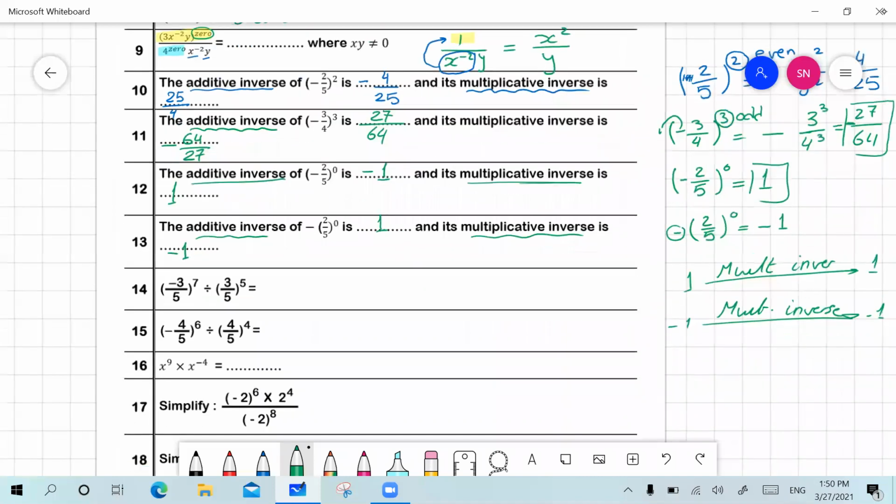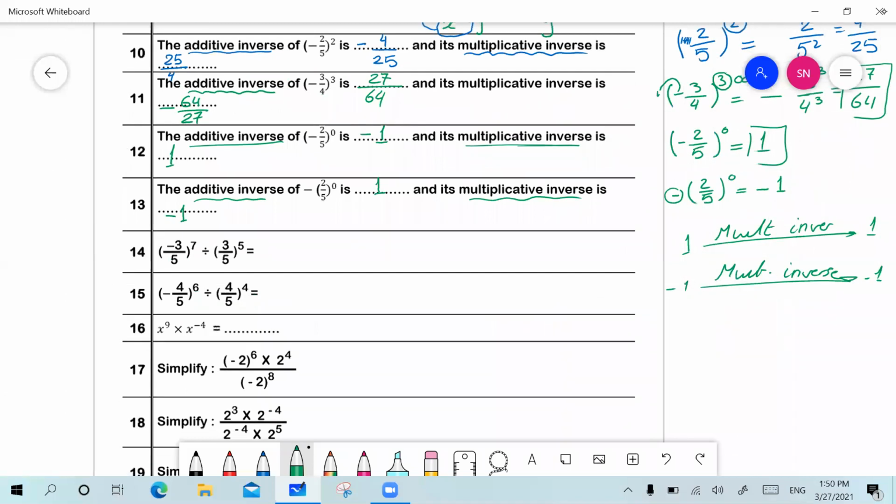Let's go now for number 14. -3/5 all raised to the power of 7 divided by 3/5 all raised to the power of 5. Judy.